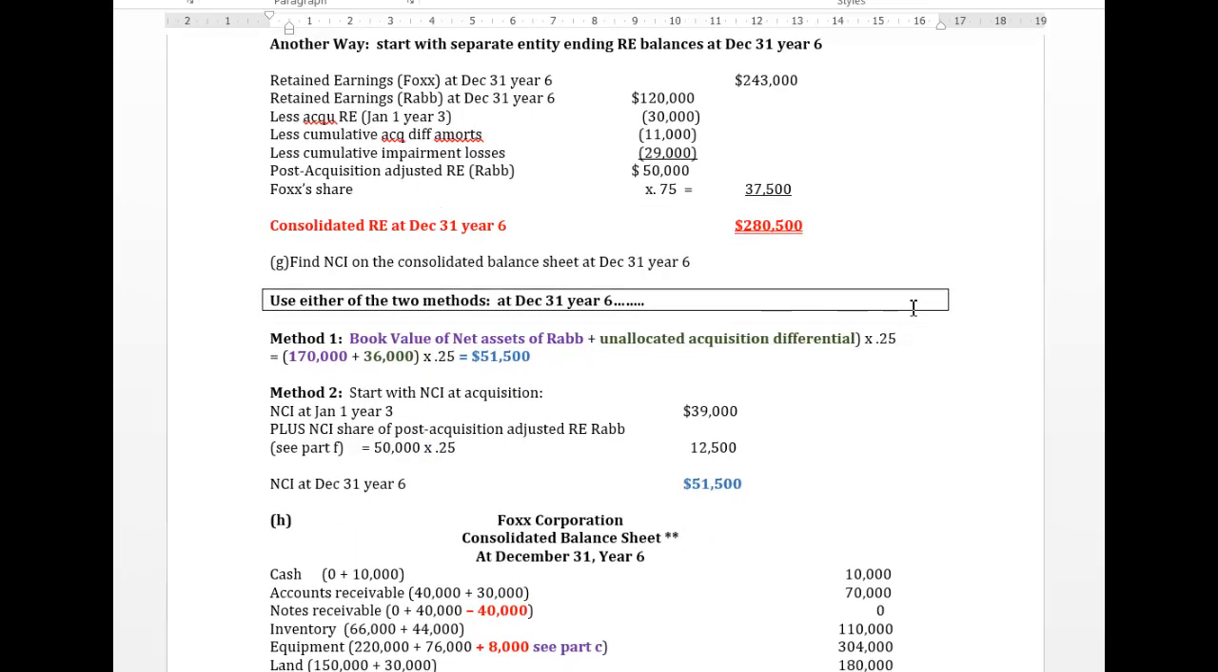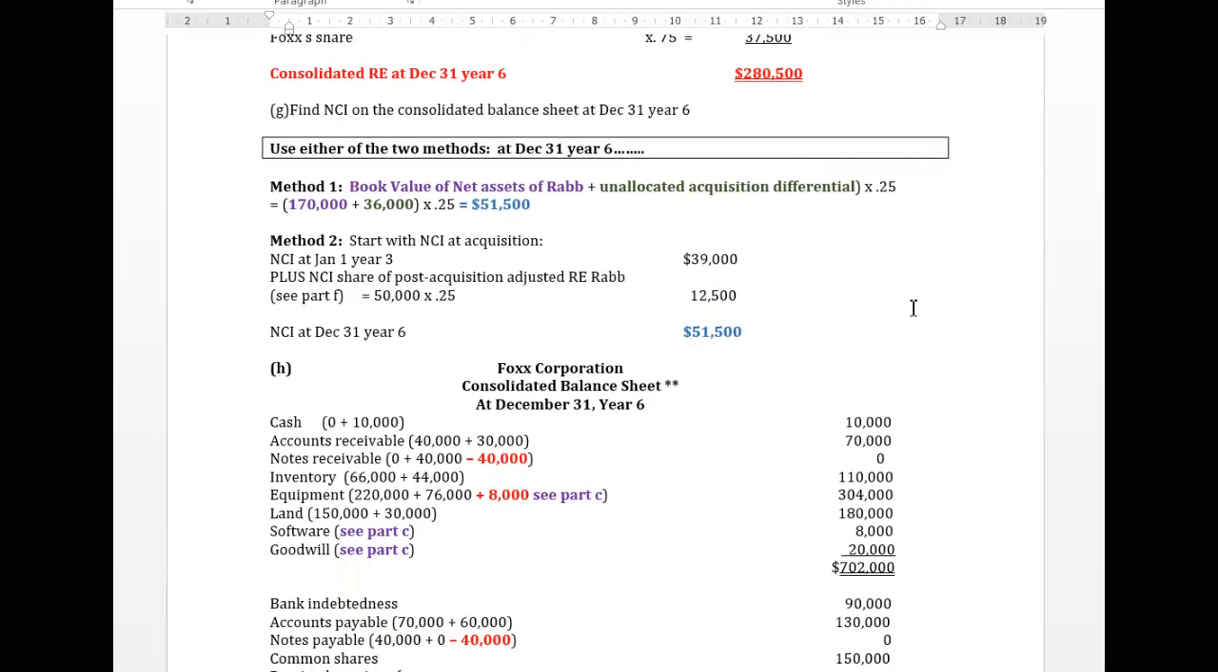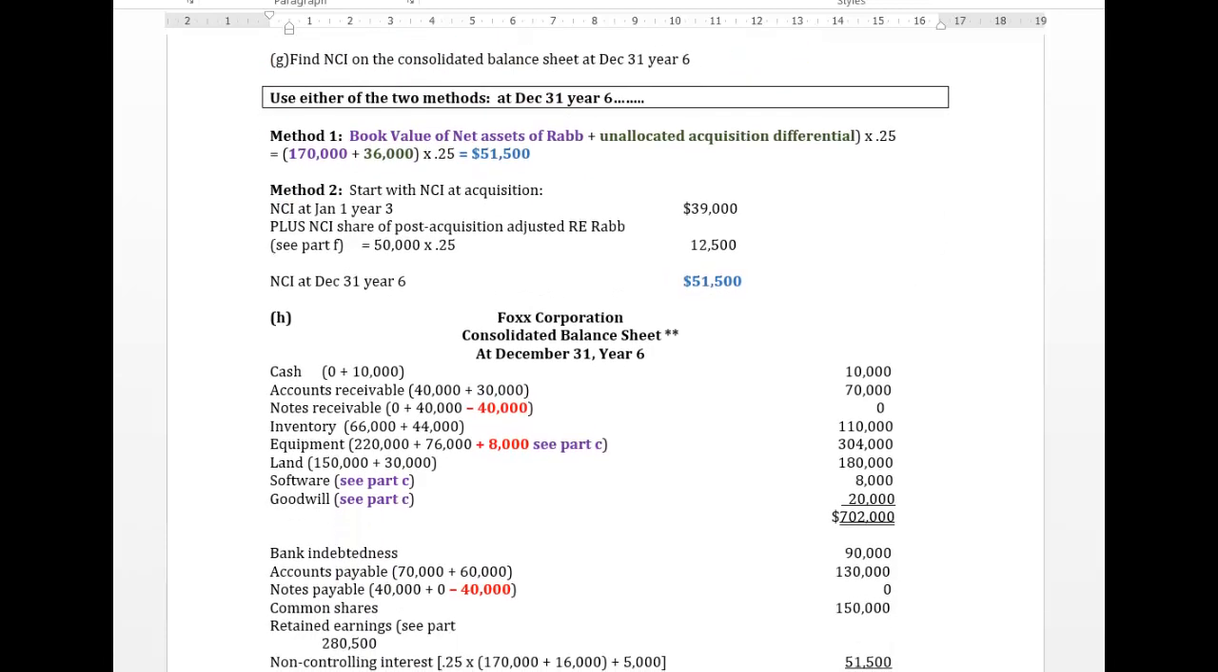Now, before we do the consolidated balance sheet, we do need to do one more calculation, and that's our calculation of NCI. Again, you can use either of the two methods that we've used in class and in the textbook. You can use the book value of net assets of Rabb plus the unallocated acquisition differential. Add those two amounts together and take the NCI share.